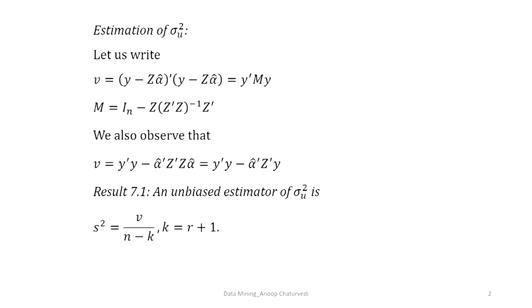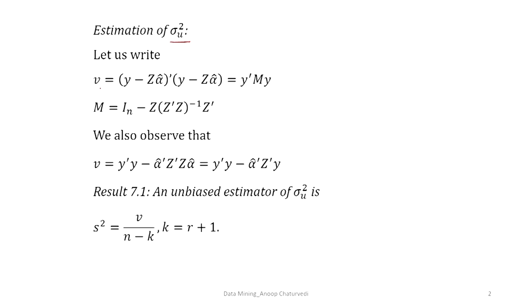And then we will consider some of the model selection criterion, such as Akaike information criterion, Bayesian information criterion, Mallows' Cp, etc. At last, we will discuss an example which has been solved using our software. Now, first we consider the estimation of the disturbance variance sigma square u. Apart from the regression parameters, we are also interested in estimating the variance of the disturbance term.